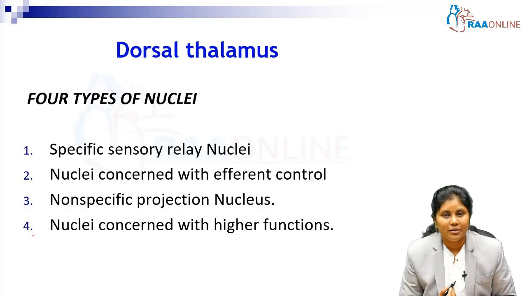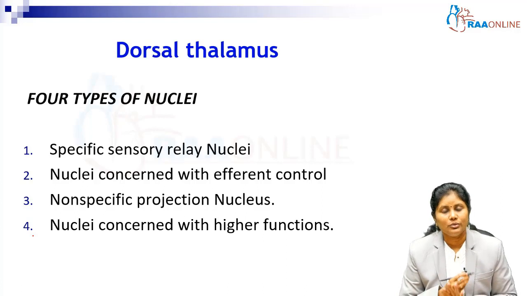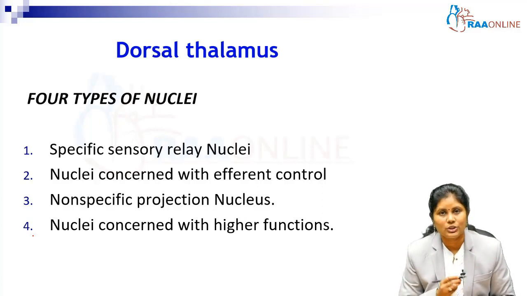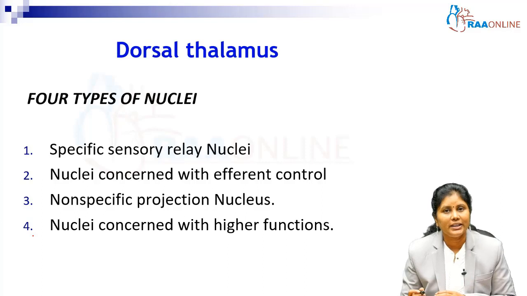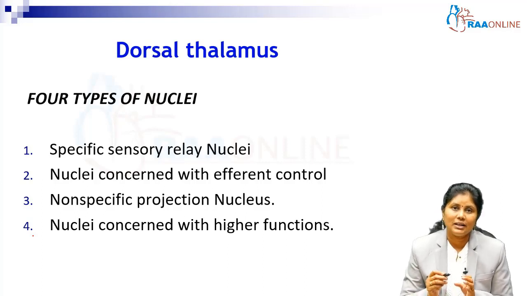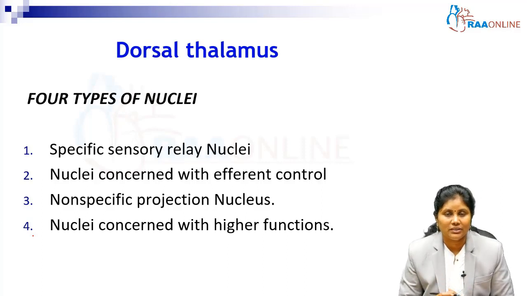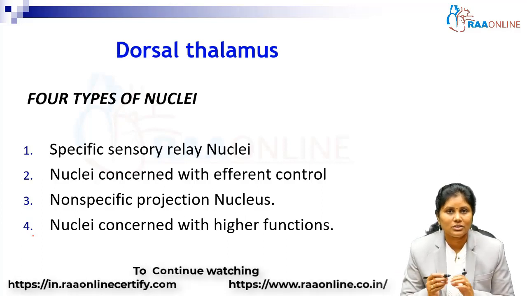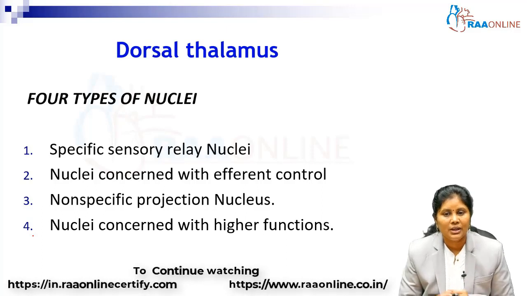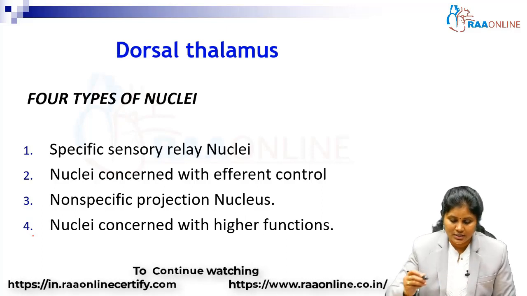Next is the dorsal thalamus. There are 4 important types of nuclei present in the dorsal thalamus. These include specific sensory relay nuclei, which relay only specific functions of our body or specific sensations. The nuclei concerned with efferent control, which is related to the fibers affecting the descending pathways. Non-specific projection nuclei: this nucleus receives information from various other sensations which are carried non-specifically. It's not specific to any particular sensation. And the nuclei concerned with higher functions. We'll see them one by one.